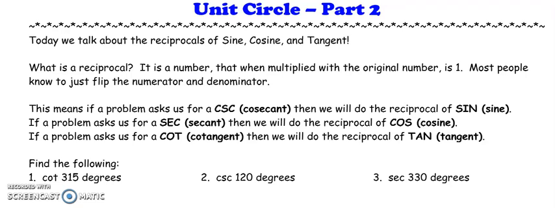Here we go. We're going to continue on in our voyage of the unit circle. So today we're going to talk about the reciprocals of sine, cosine, and tangent. You know them already, and you probably love them.